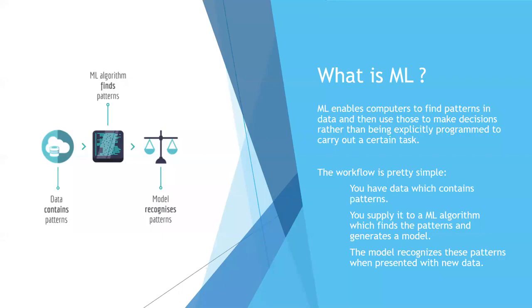So the workflow here is simple. You have data which contains patterns, and we supply it to a machine learning model which finds the pattern and generates a model. The idea is that the model will recognize these patterns when presented with new incoming data. Okay, is this clear? Yeah. Okay, perfect.